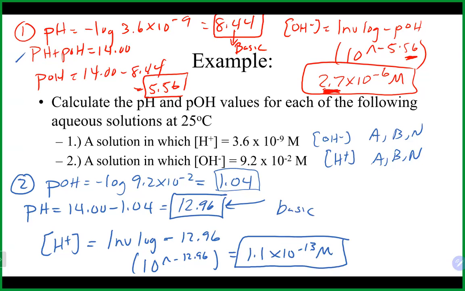Any questions on any of those? Again, you could also use KW to get to the H plus. Again, with rounding, it should come out about the same, maybe slightly different, but you should get there as well. Any questions on any of those calculations there? All right, let's try a couple more here then.